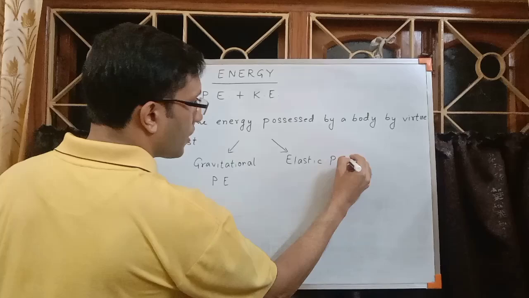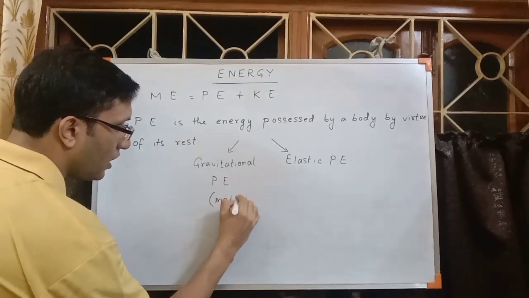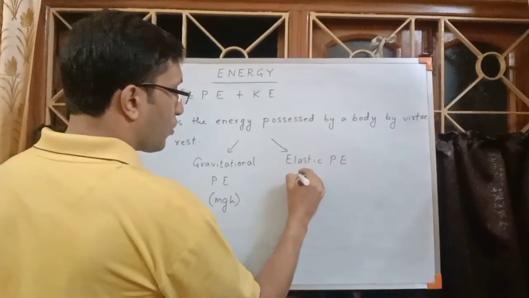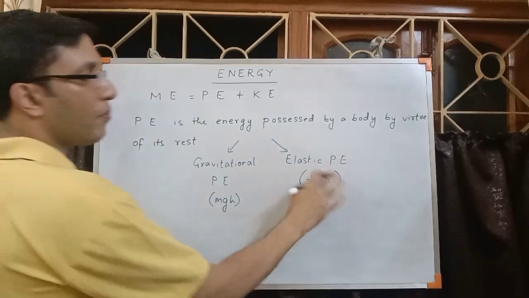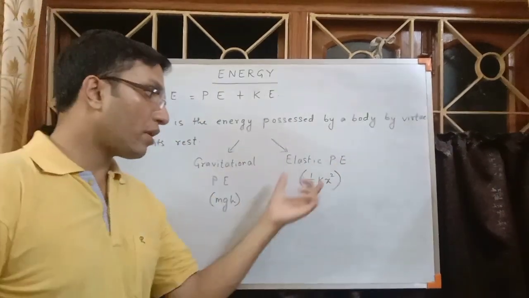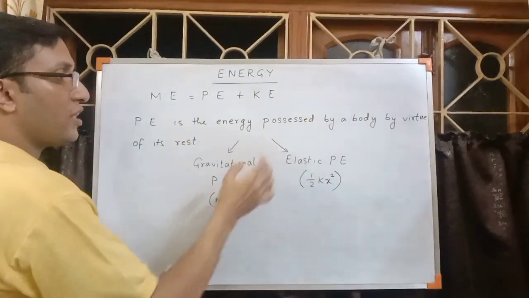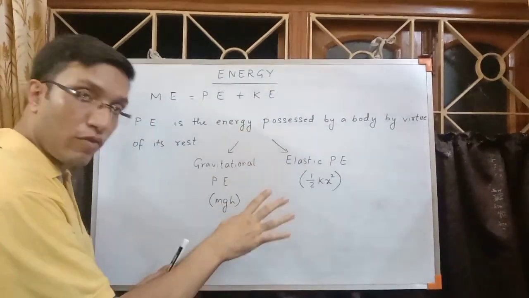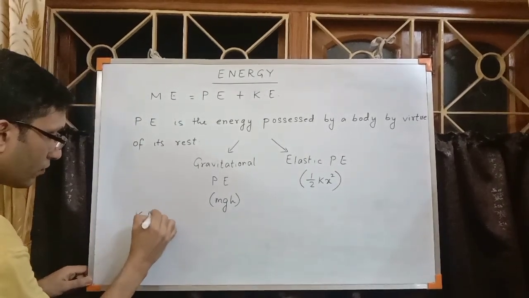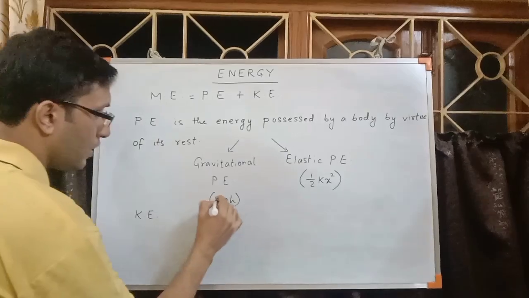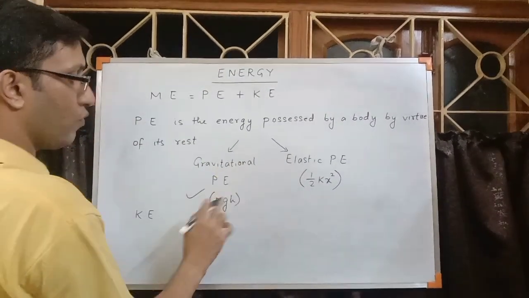Now already gravitational potential energy formula I have taught you, that is given by mgh, and the formula for elastic potential energy is half kx square. But even if you do not remember this half kx square, that will also do, because this is a part of class 11. But what you need to memorize is the definition of potential energy and the two different forms of potential energy. Okay. Now, kinetic energy, and generally for potential energy, we are interested with this one. Till class 10, we are interested with this one.